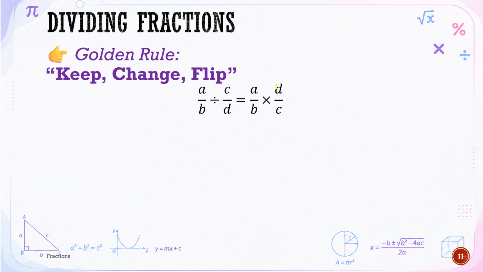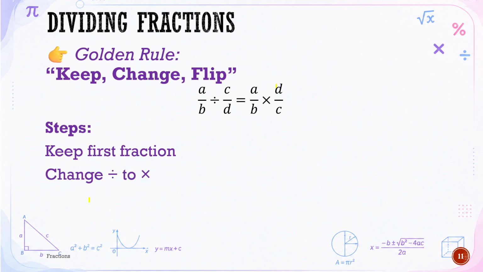You would change it into a multiplication by flipping the second factor. All right, so the second factor is being flipped. Instead of C by D, it has become D by C, and you have a multiplication now. So the rule that refers to the steps are: keep the first fraction as is, you change the division operation into a multiplication operation, and then flip the second fraction.